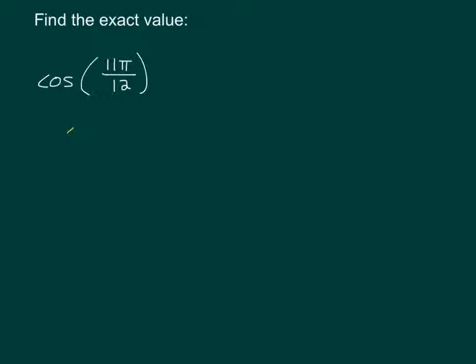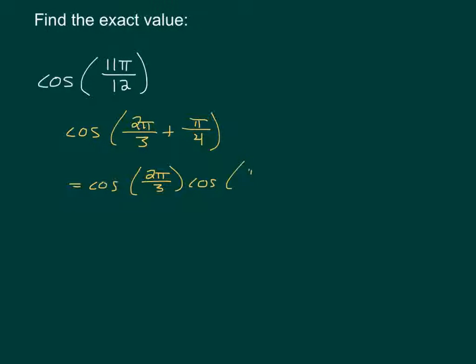So we need two angles that make 11 pi over 12. Let's try 2 pi over 3, pi over 4. This is going to be 8 pi over 12. This is going to be 3 pi over 12. 8 plus 3 is 11. So, cosine of 2 pi over 3, cosine of pi over 4, minus sine of 2 pi over 3, sine of pi over 4.